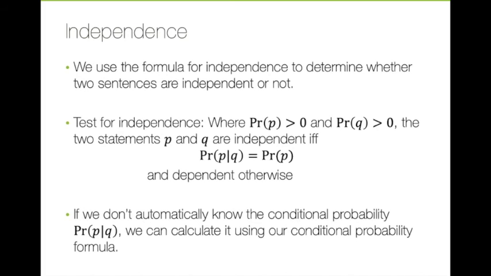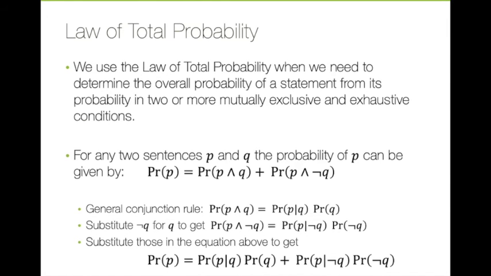And again, if we don't automatically know the conditional probability of P given Q, we can calculate it because we have a conditional probability definition. We also looked at the law of total probability. This is a formula that we need to use when we want to determine the overall probability of some statement from its probability in two or more mutually exclusive and exhaustive conditions.